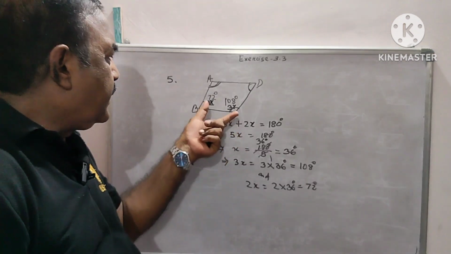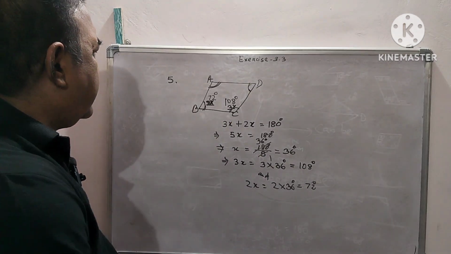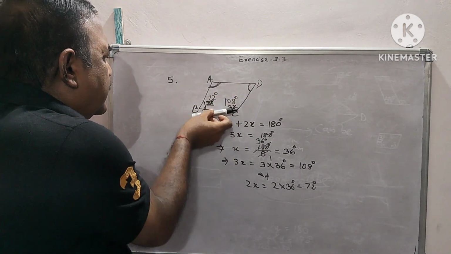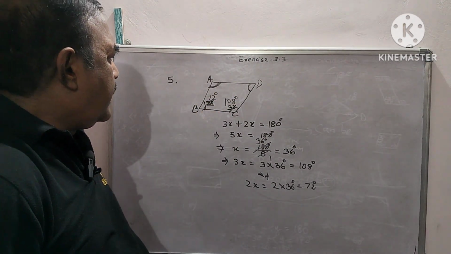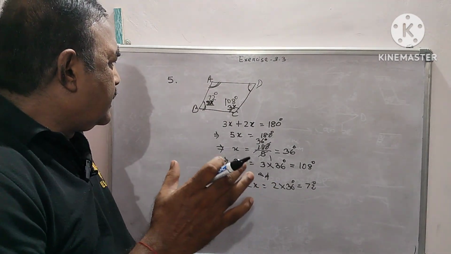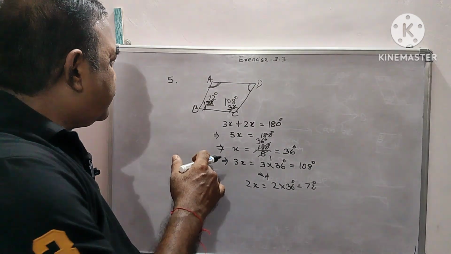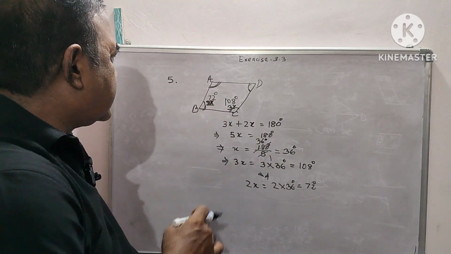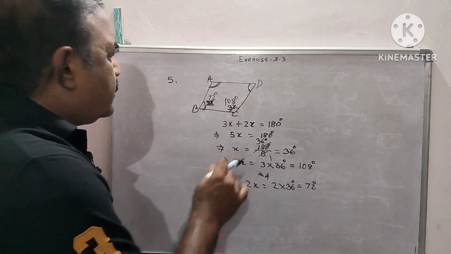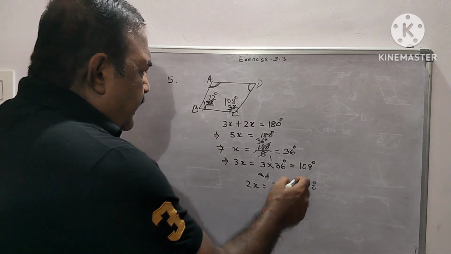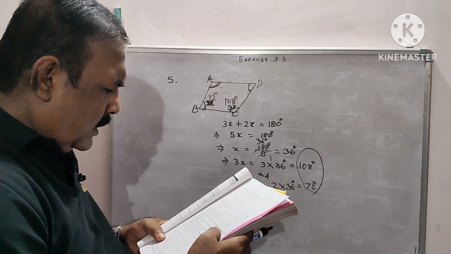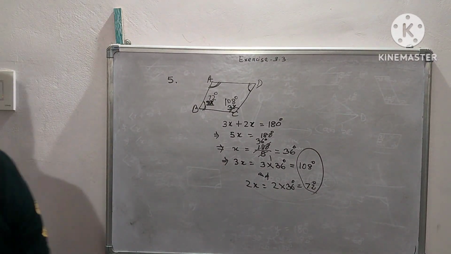What we call the interior angles on the same side of the transversal. Here the transversal is BC and the parallel sides are AB and DC. So this is the transversal. The interior angles on the same side of the transversal are supplementary. That means the sum of the interior angles on the same side of the transversal is equal to 180 degree. So 72 degree plus 108 degree is equal to 180 degree. So question number 5 is over. We will come to question number 6.